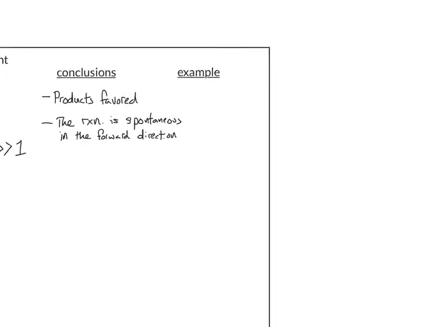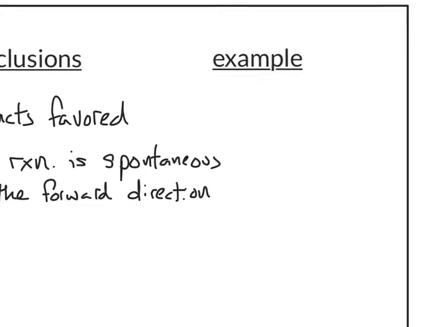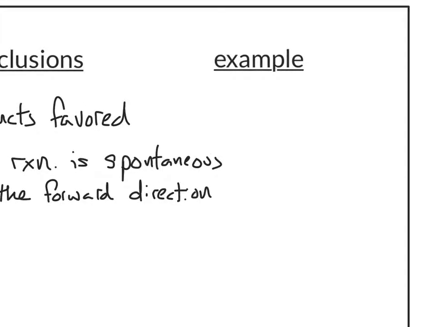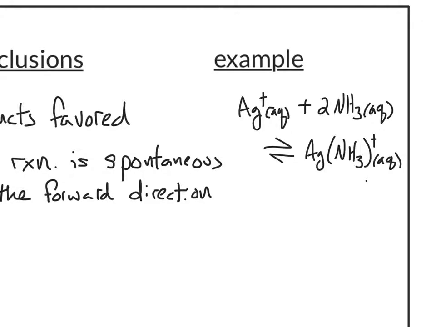An example of a reaction with a very large equilibrium constant is silver ion reacting with ammonia to create this silver-ammonia complex. The equilibrium constant is 1.5 times 10 to the 7th at 25 degrees Celsius.